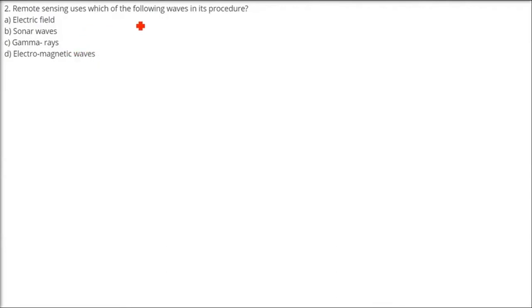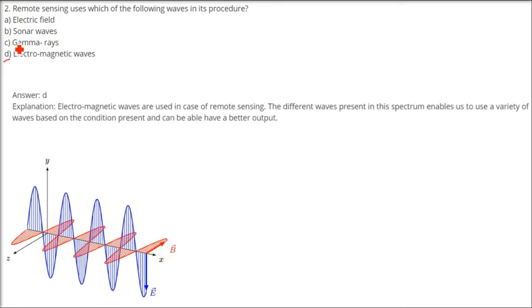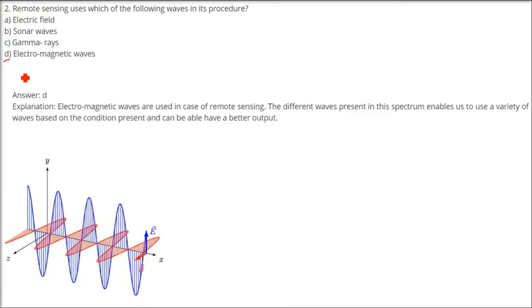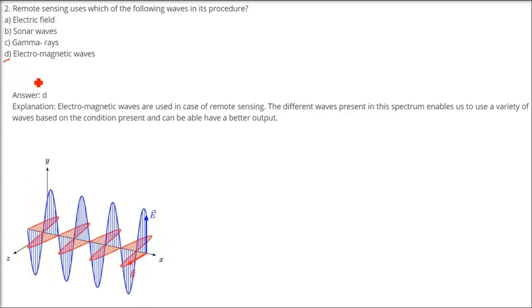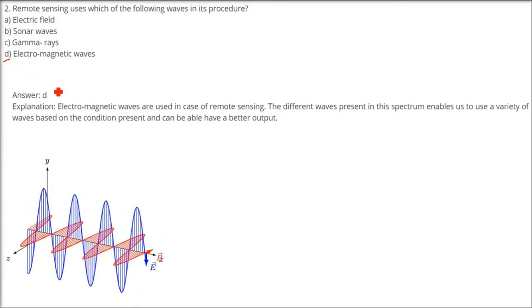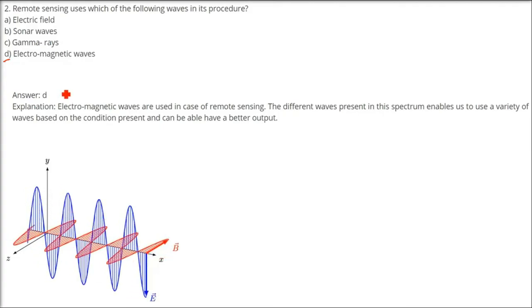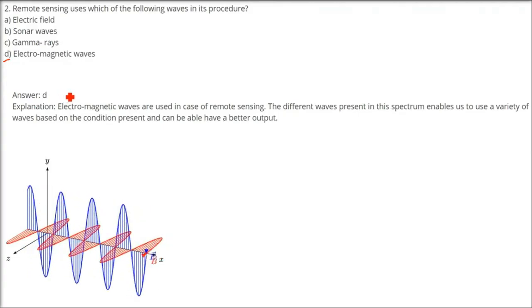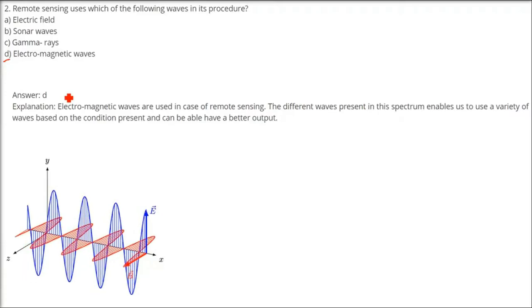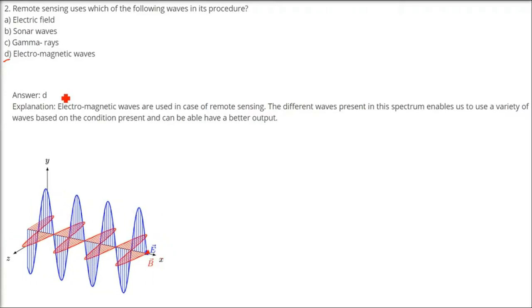Next: remote sensing uses which of the following waves in its procedure? Whenever we do remote sensing, we are sensing the object, understanding the object without contacting it. So which waves are important in this case? The answer is electromagnetic waves. Remote sensing uses these waves. First, the different waves present in the electromagnetic spectrum. We will be talking about the spectrum just now.